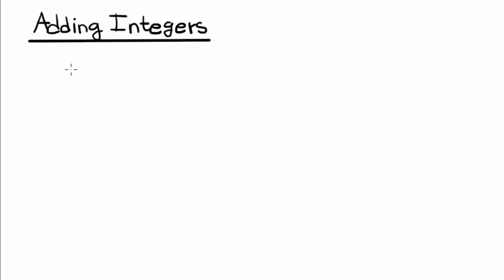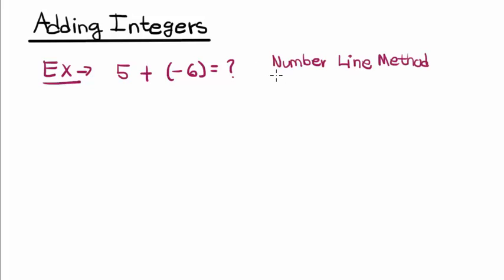And so basically what we need to do is, well, draw as many number lines as there are numbers. So let's do an example, okay? So let's say we want to find out what 5 plus negative 6 is. If you choose to do this problem by the method of the number line, you will have to draw 2 number lines. So let's start.